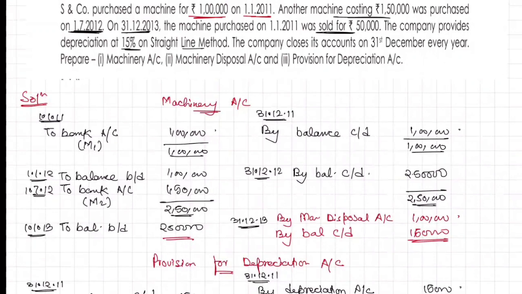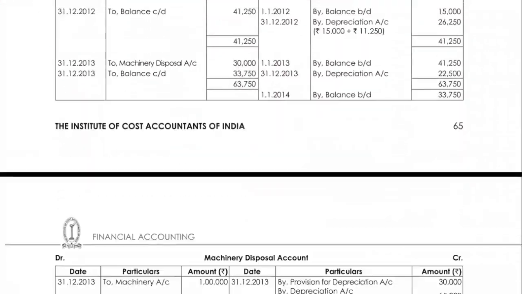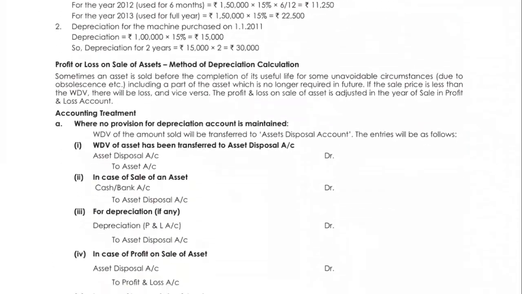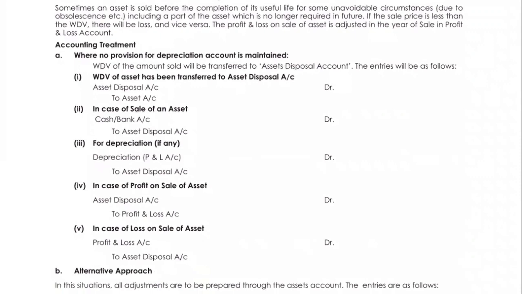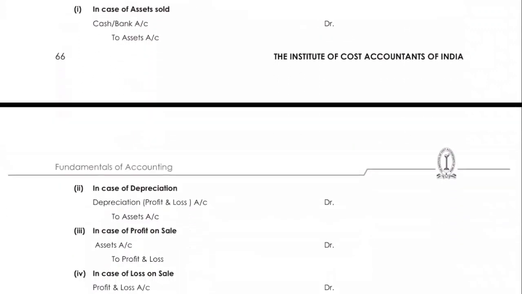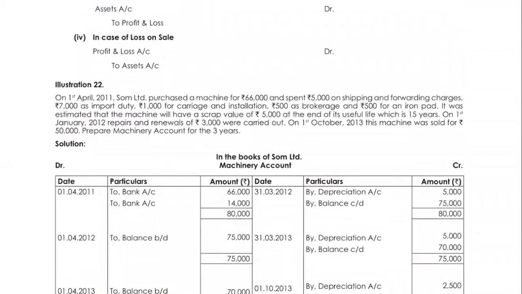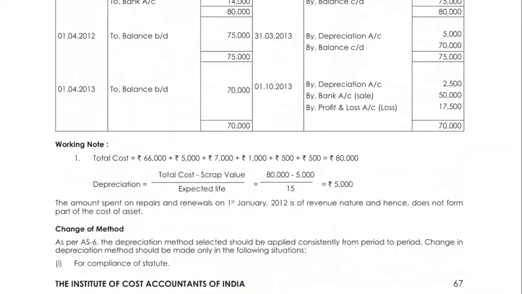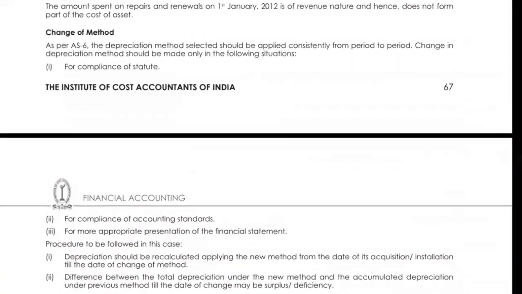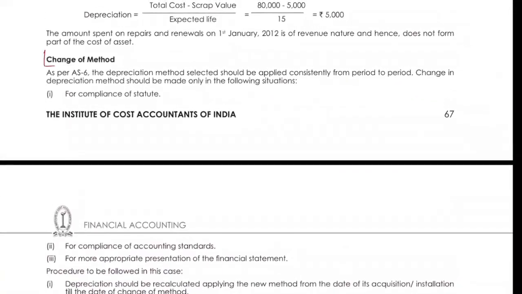Okay, rest, there are a few questions after this. Yes, see, illustration 22. Okay, it will be on your part to be done. Okay. Then this change of method will be pending for now because when we move to AS10, we'll see this with AS10.